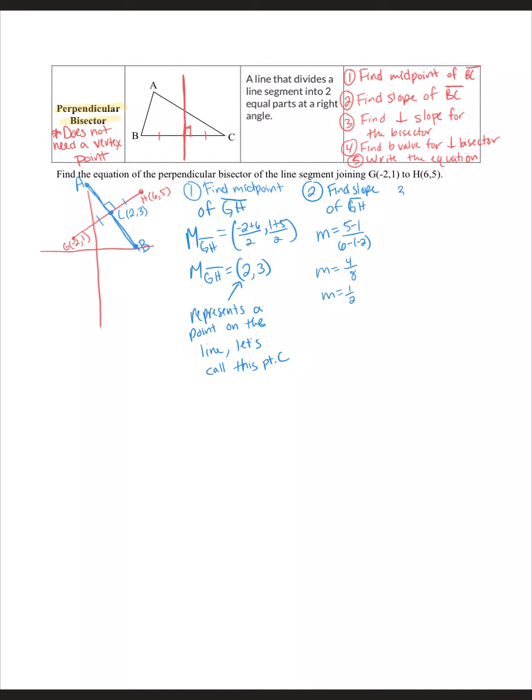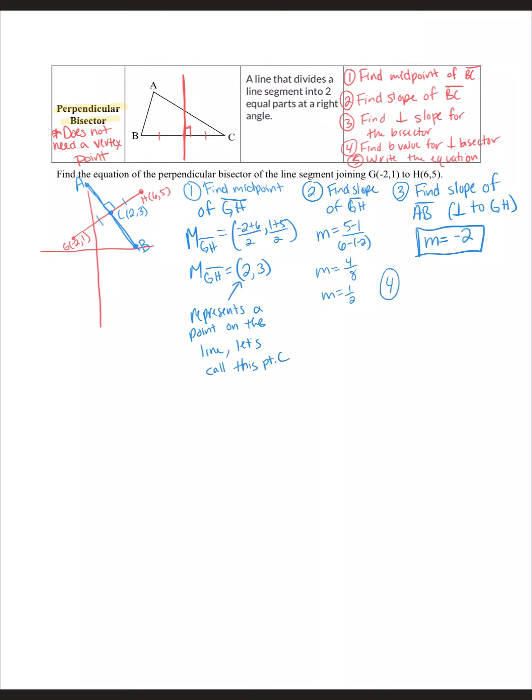So the third step, because we have the slope of GH now, but really what we need is the slope of our perpendicular bisector. So now that we have the slope of GH, we know that the slope of our perpendicular bisector is going to be a negative reciprocal. So we're going to find the slope of AB, which is the line we're working towards, and we know this is going to be perpendicular to GH. So the slope for AB is going to be, I'm going to take that 1/2 that I determined in the previous step, and I'm going to flip it, and I'm going to change the sign. So it's going to become -2.